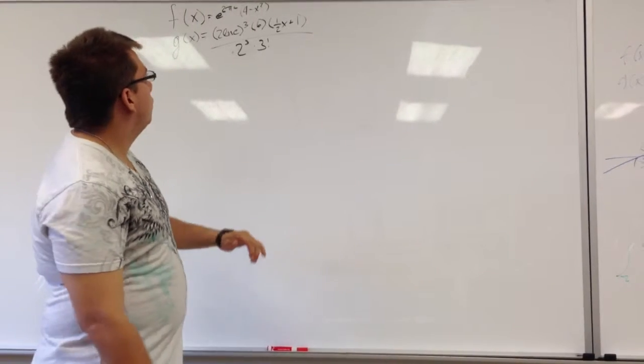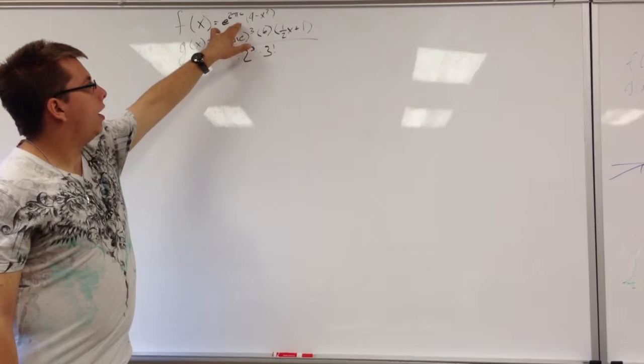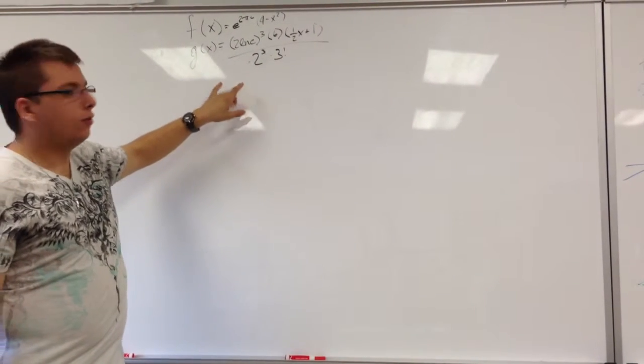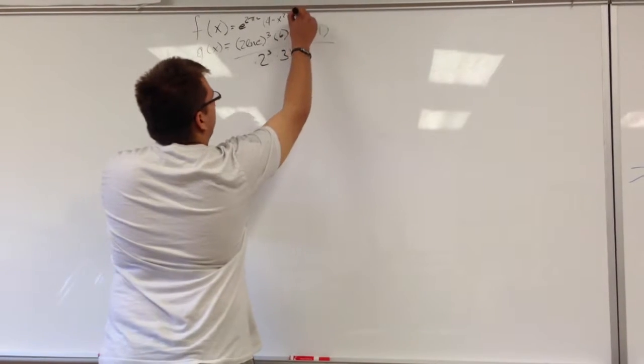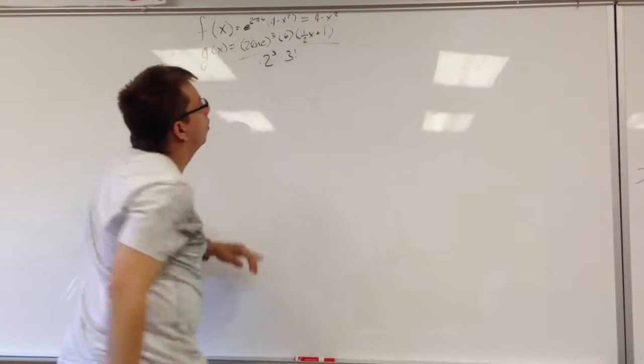So if you can't tell, f of x is equal to e raised to the 2 pi i times 4 minus x squared. To simplify that, you would have to know that e to the 2 pi i equals 1. So this ends up equaling 4 minus x squared.